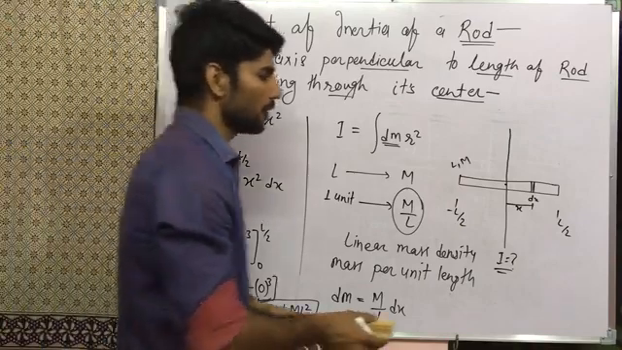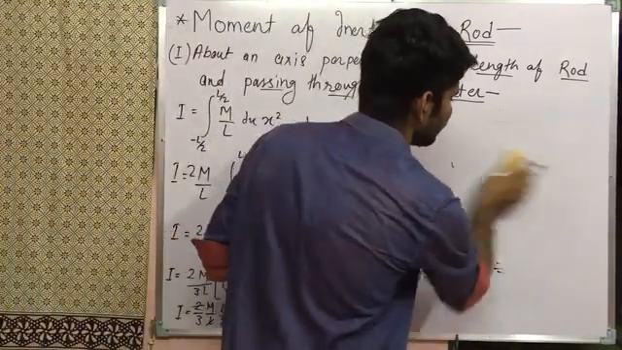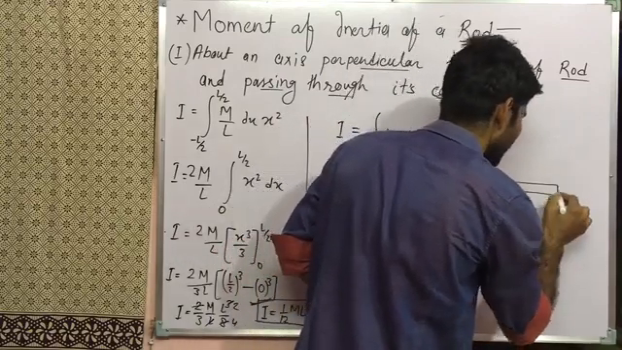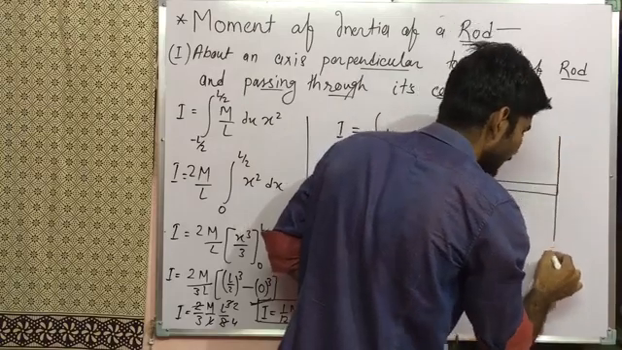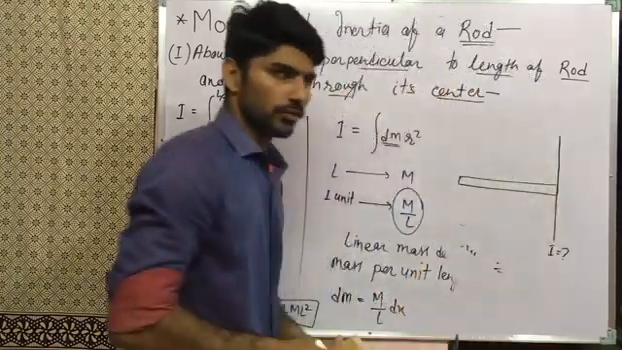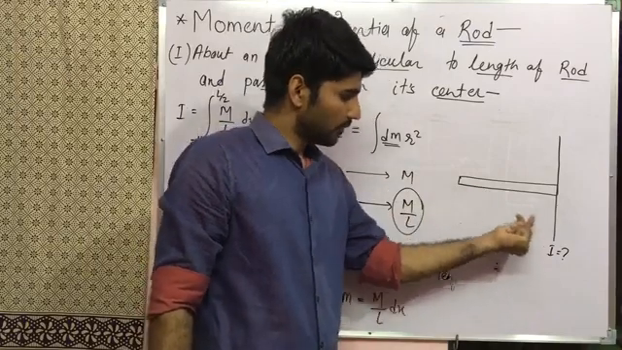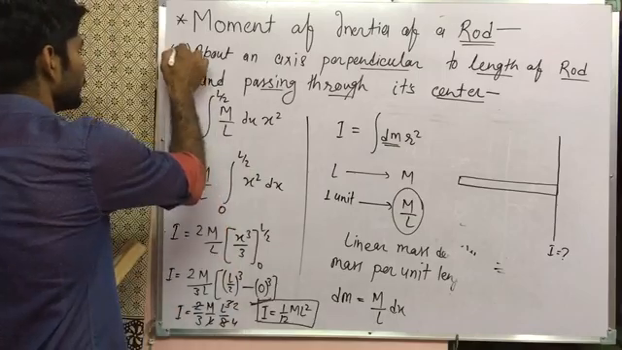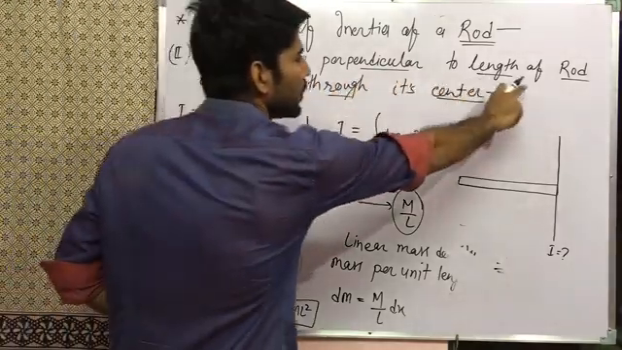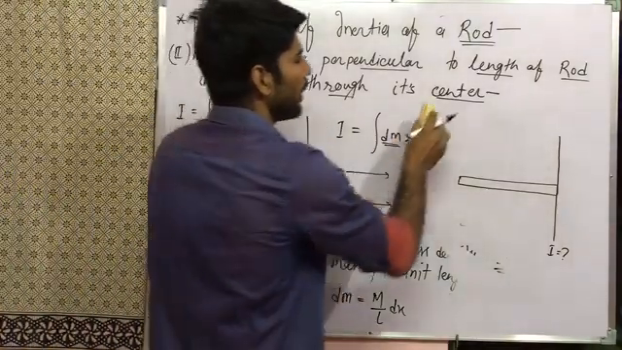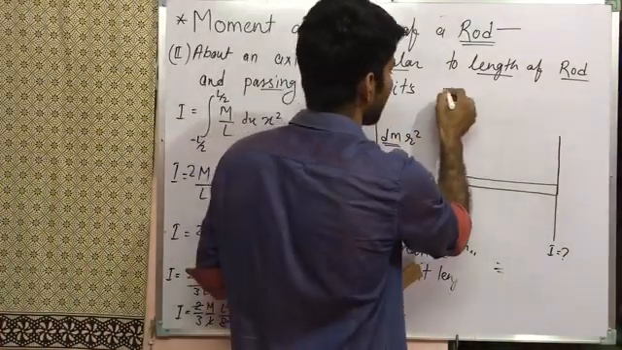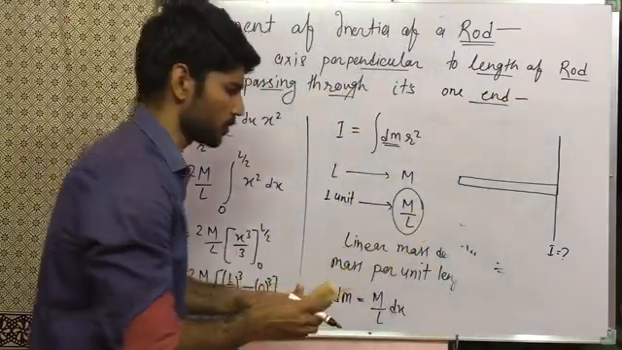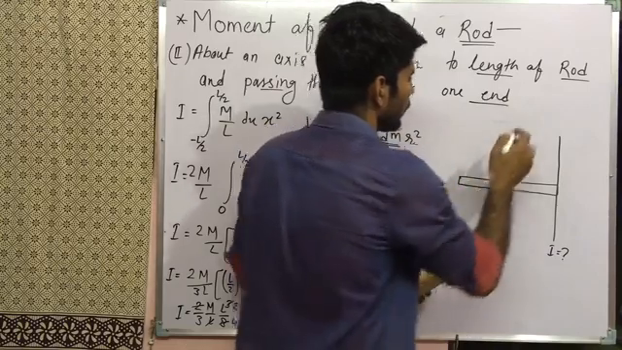In second case, we take the different axis which is passing through the one end here. So in the second case, we take this axis to determine the moment of inertia. So we change it here, the case second, about an axis perpendicular to the length of the rod and passing through its one end, or you can say one corner also, end or corner.